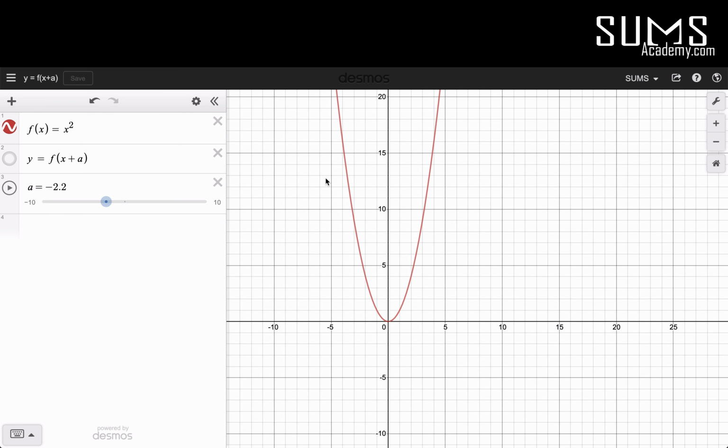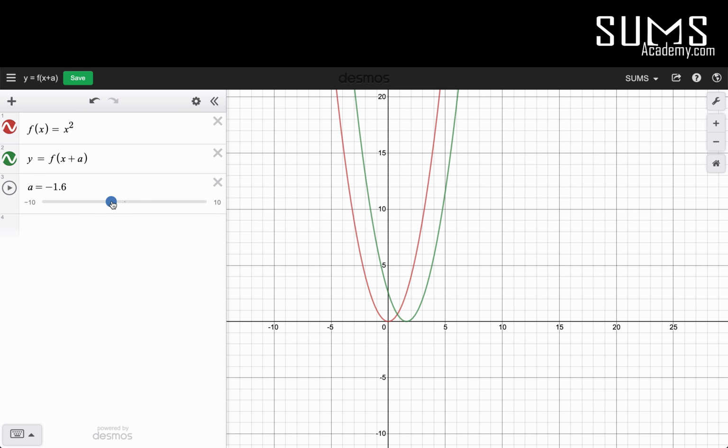Okay, so we've got our graph here of x squared again, and now we want to know what's going to happen if we do f of x plus a number a. But this time the number is inside of the bracket with the x. Okay, so it's going to affect its x position, not its y position. So let's see what happens.